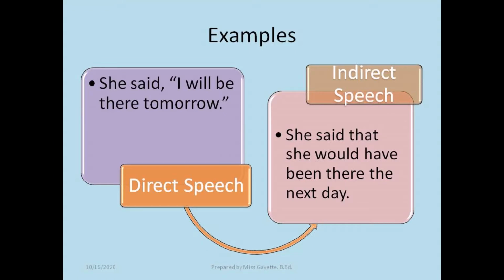And another example of how reported speech affects time. She said, "I will be there tomorrow." That's direct speech. And the indirect equivalent: she said that she would have been there the next day. Notice the change in the time from tomorrow to the next day. Previously, we had a change from tonight to that night.